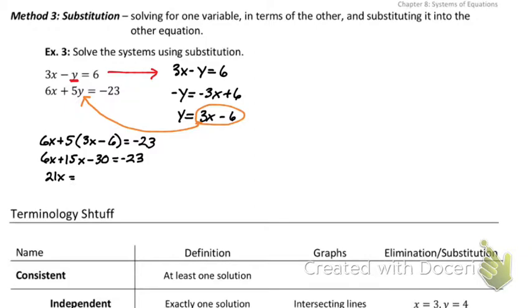Add 30 to both sides. We'll have a positive 7 on this side. We're going to end up with x equals 7 over 21, which reduces down to 1 over 3.